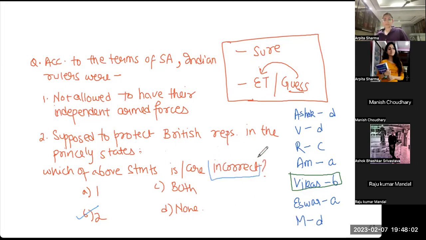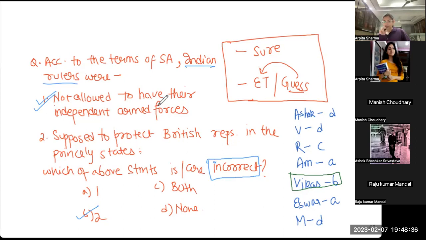The question is saying which of the statements is incorrect. That means which statement is false, wrong. First statement, not allowed to have their independent armed forces. This is correct. Yes, in the subsidiary alliance, I gave you the example of Manish and Vatsalya, wherein Vatsalya was the company official and Manish was the Indian ruler. Vatsalya told Manish that you will not maintain your armed forces. We will be in charge of your armed forces, right? So first statement is correct. Yes, the Indian rulers were not allowed to have their independent armed forces.